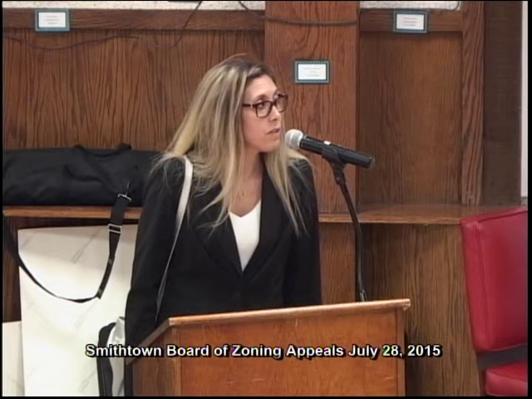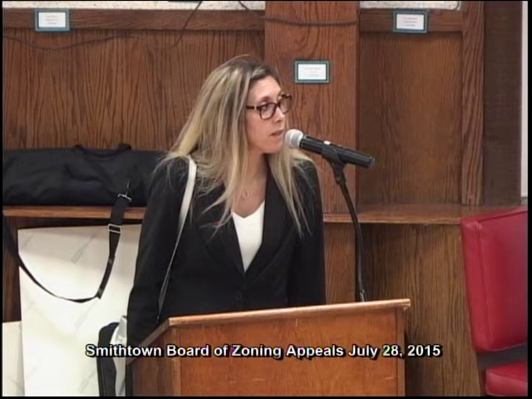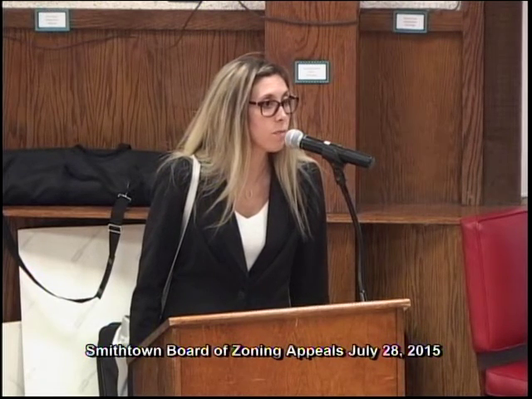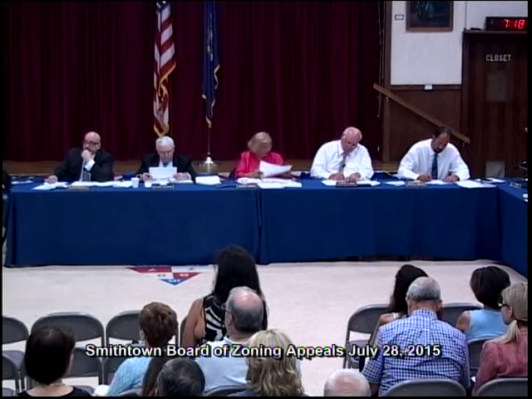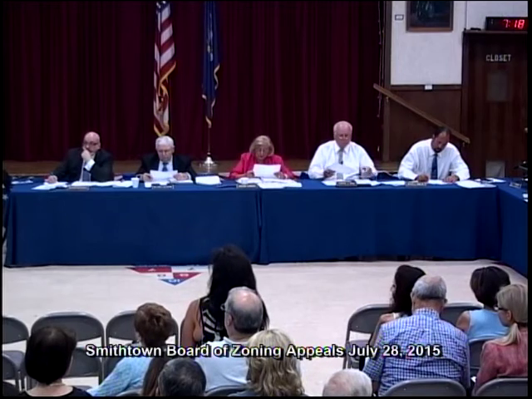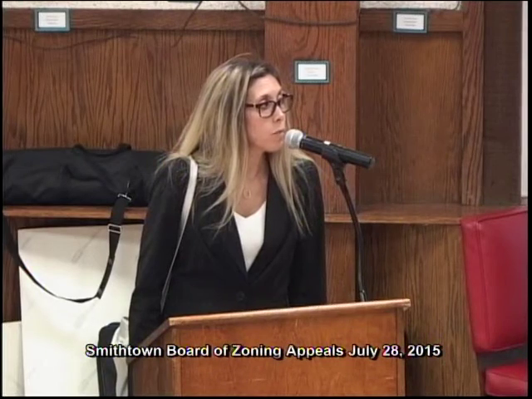And an adverse effect or impact on the physical or environmental conditions in the neighborhood or district, it doesn't pose anything detrimental. We're in a regular residential neighborhood that has other screened-in porches and garages. The porch was self-created, but it was put on an existing patio. And the garage has not been built yet.